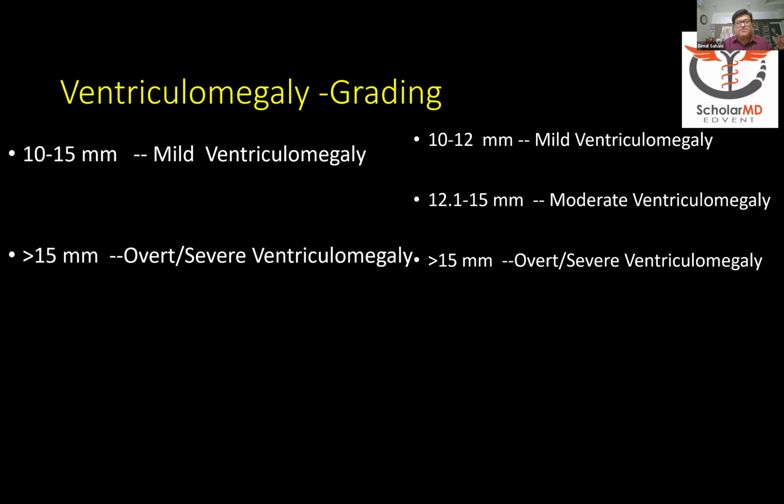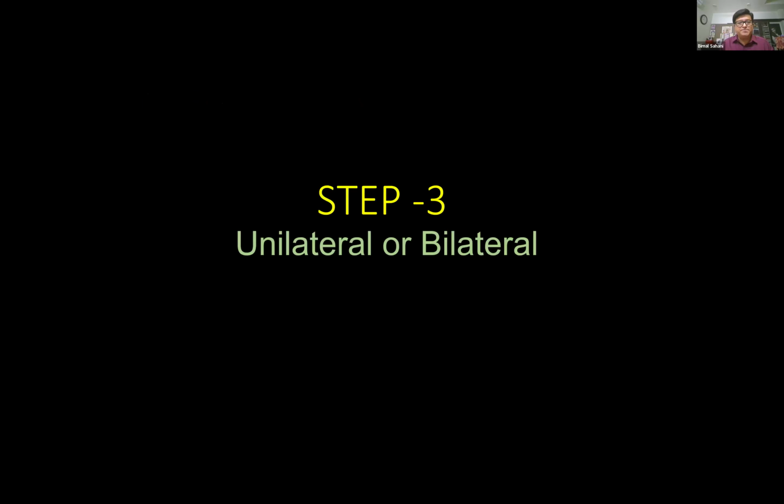I think this classification is very, very important. It is much better than the previous one, because there is enough evidence to say that the outcomes in 10 to 12 and 12.1 to 15 are different, and hence we should use this classification, classifying it as mild, moderate, and overt or severe ventriculomegaly.